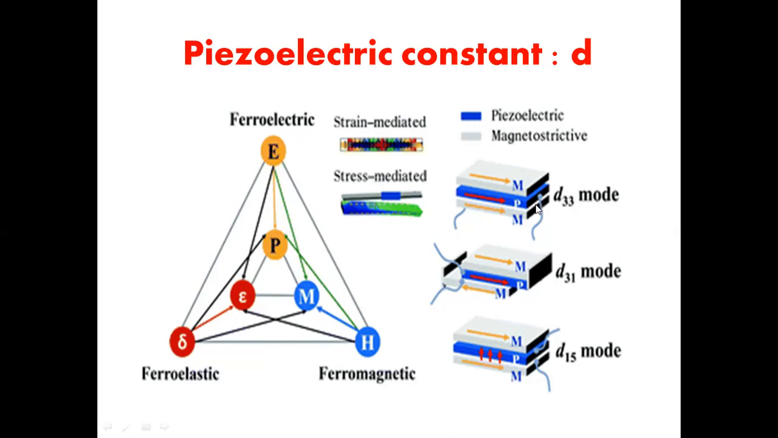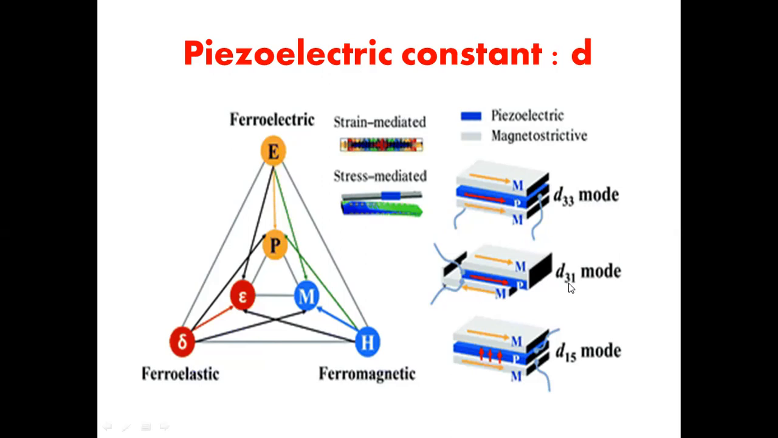And here you can see the polarization in the ferroelectric layer is in this direction, whereas the magnetization in the magnetic layer is in this direction. They are all parallel to each other. This mode is called the D33 mode. That means both magnetization and polarization are parallel to each other. Under this condition, if you are measuring the piezoelectric constant D, then it is called the D33 constant, or the piezoelectric constant measured in a D33 mode.